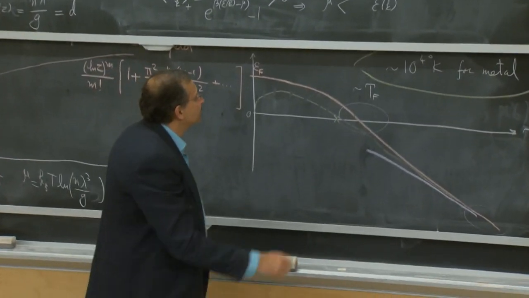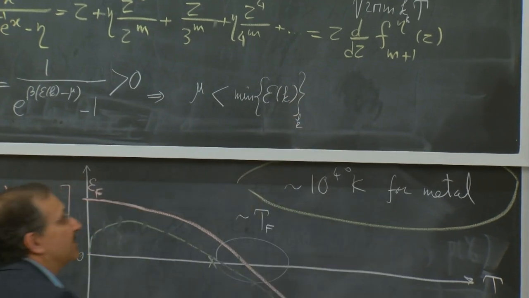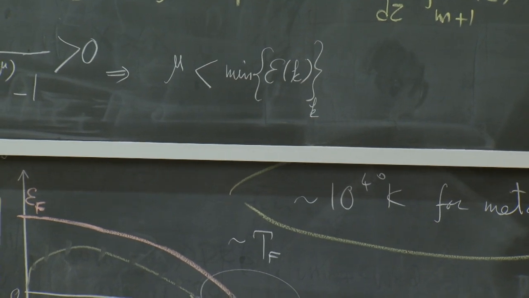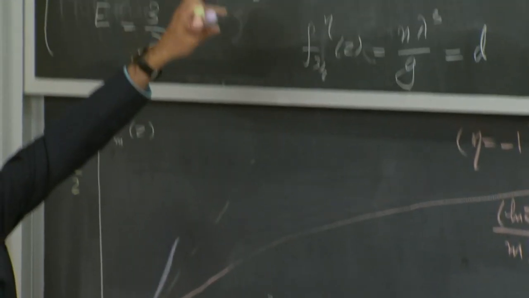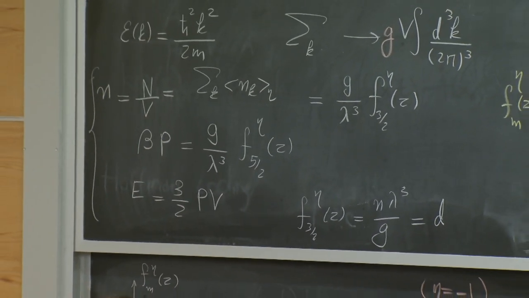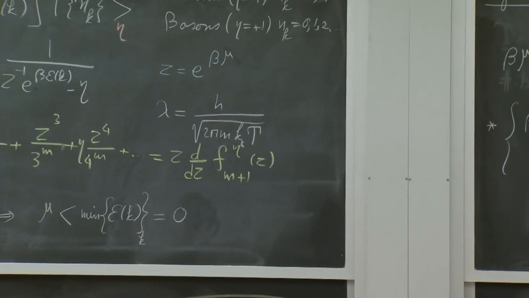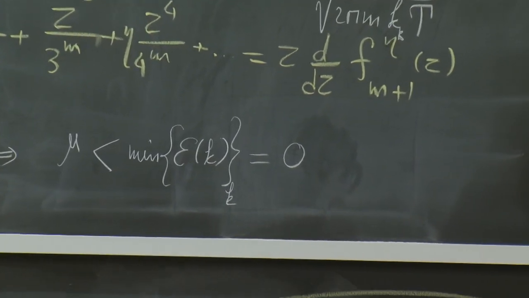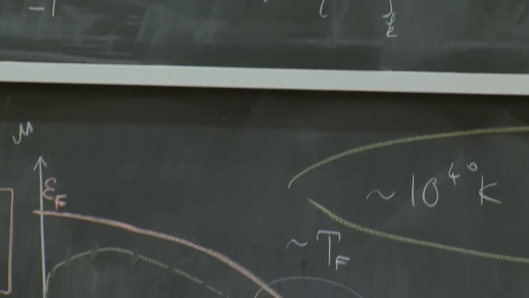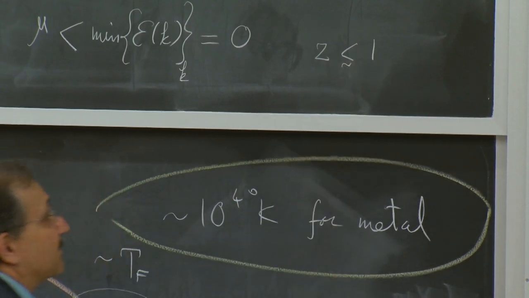And so it has to be certainly less than the minimum of epsilon k with respect to all k. For the case that I'm looking at, where my epsilon k's are h bar squared k squared over 2m, the lowest one corresponds to k equals 0. So mu has to be less than 0. It can never go to the other side of this. Or alternatively, z has to be less than or approaches maybe 1.